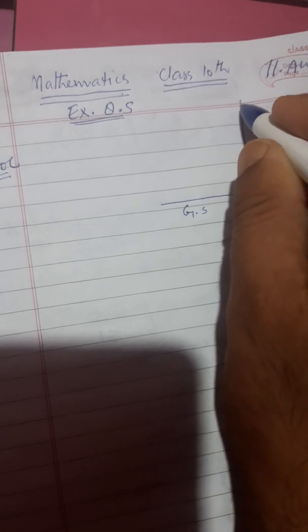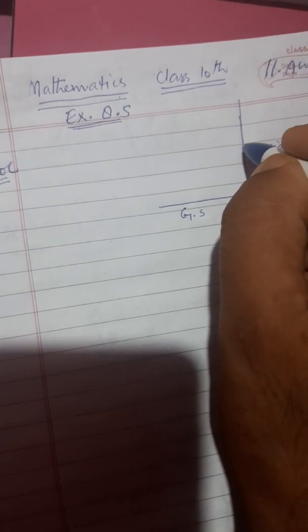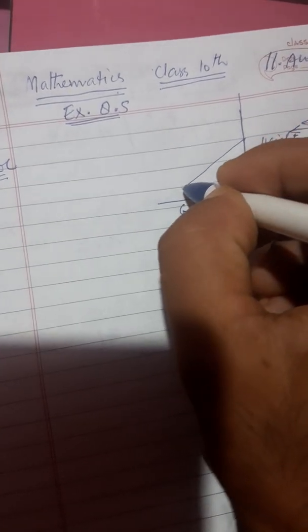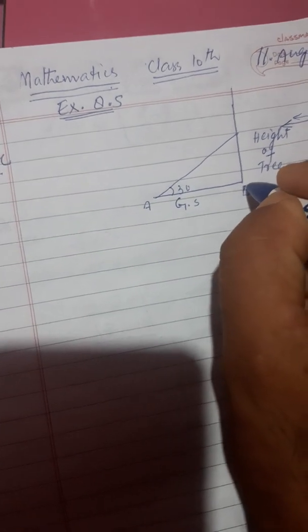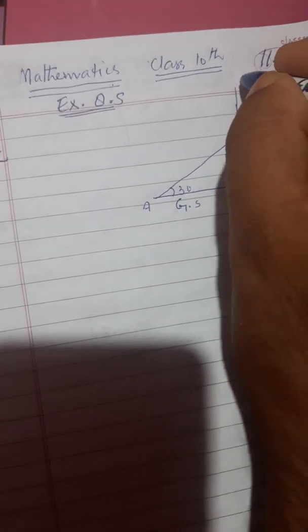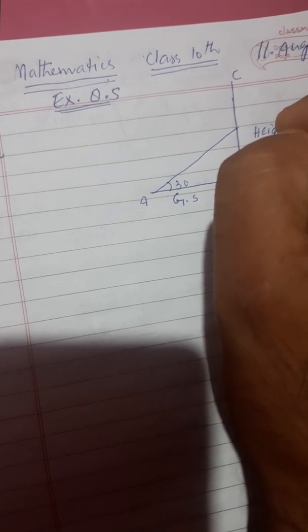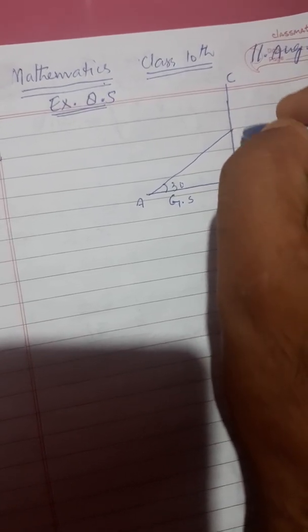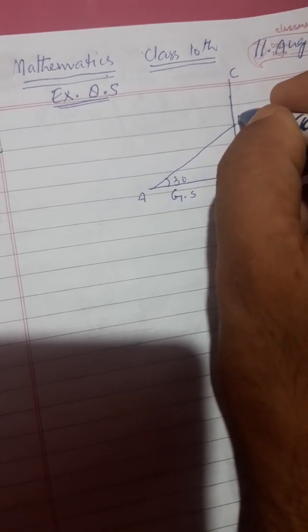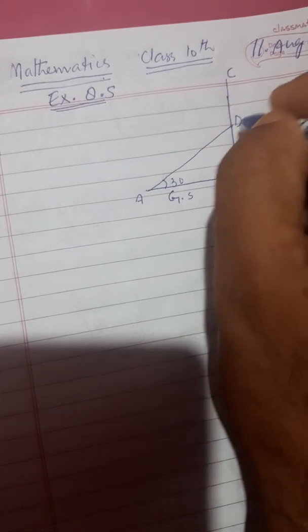In this breaking part, it touches the ground, makes an angle of elevation, and that is 30 degrees. So if this is a ground surface, if it is AB, and the height of the tree, if it is BC, then it means here it breaks at point D, and this is the breaking part of the tree.